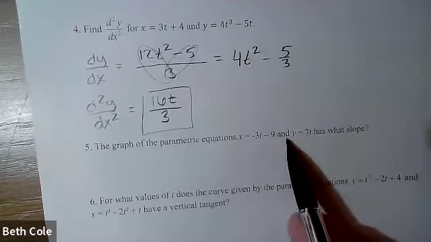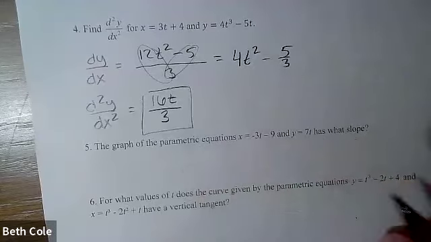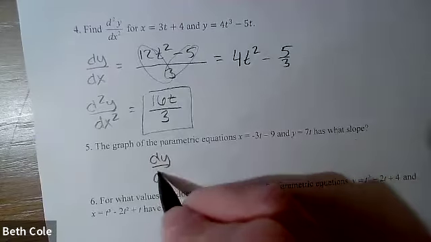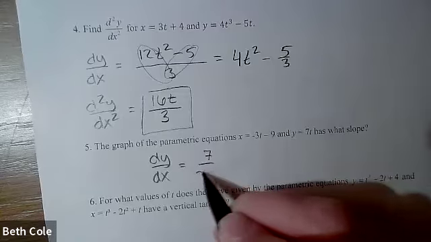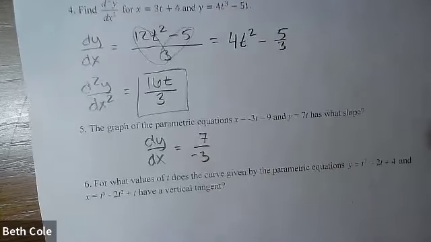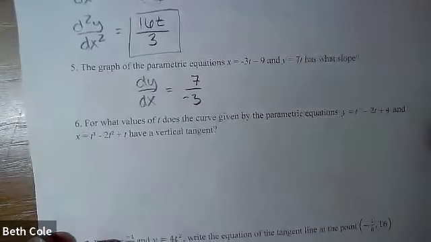All right, graph of these parametric equations has what slope? Well, it's going to be dy/dt over dx/dt. So that would be 7 over negative 3. All right, that's it for that one. I'm going to throw a real simple one on there.